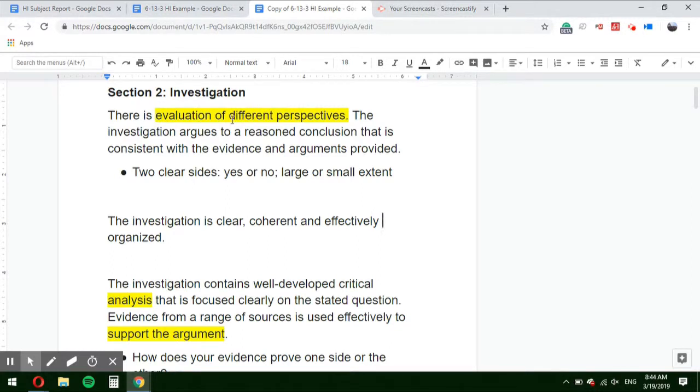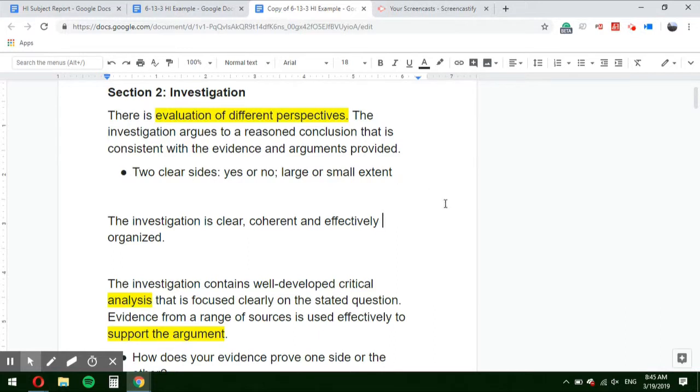The investigation argues to a reasoned conclusion that is consistent with the evidence and argument provided. Essentially, what you want to have is two clear sides to your research question: yes or no, to a large extent or to a small extent. Now, it's important that you can find some middle ground here, some gray area, but there very clearly needs to be two sides that you can find a middle to. Or maybe you can't find a middle, but either way, there needs to be two sides.